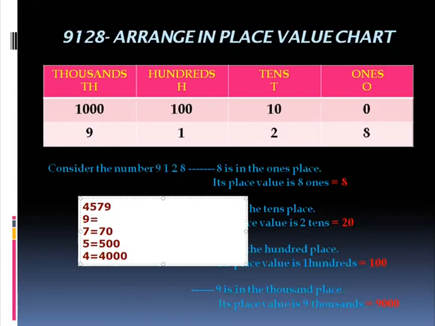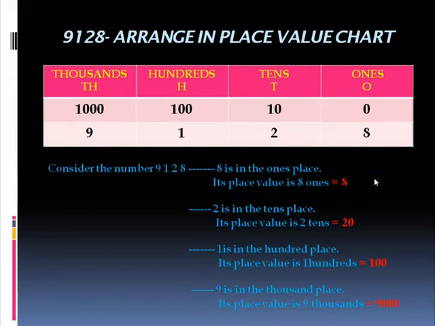9 is in the ones place, so the place value of 9 equals 9. 7 is in the tens place, so the place value is 70. 5 is in the hundreds place, so the place value equals 500. 4 is in the thousands place, so the place value equals 4,000. Understood now? Right. Like this, you have to write the place value of these numbers. First, you have to see which place the number is in, and then you have to write the place value of that number. Okay.